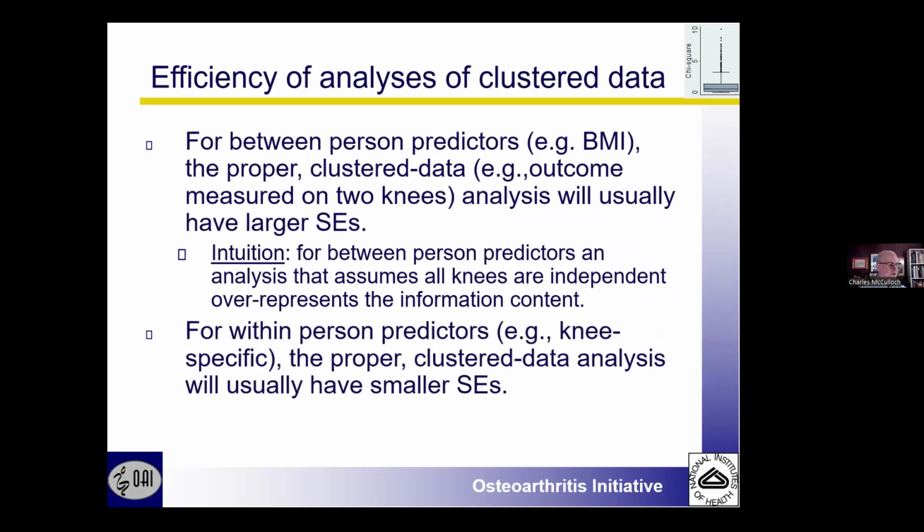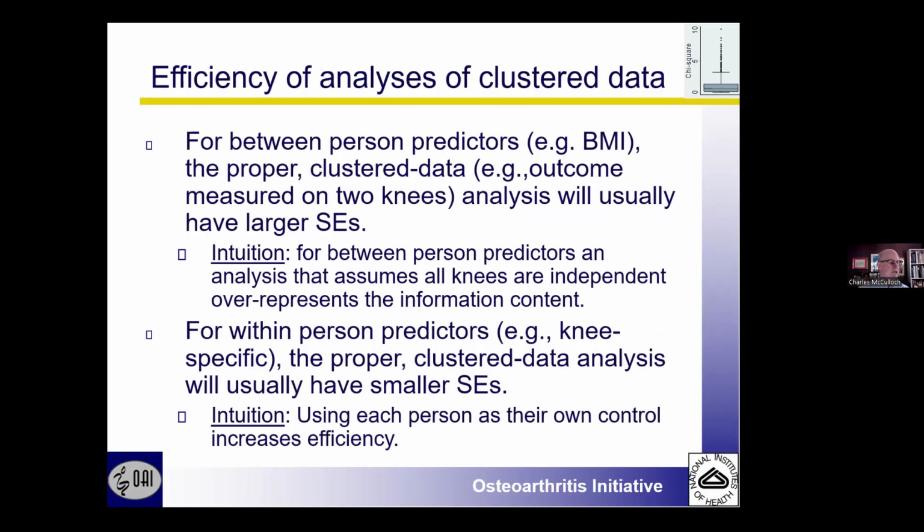On the other hand, if we're looking at a within person predictor, like a knee specific predictor, like the WOMAC knee pain for each knee as the predictor, the proper clustered data analysis method will usually have smaller standard errors. And the intuition there is that using each person as their own control increases efficiency. Looking within a person at differences between the knees is typically more precise than if you collected the information on different people's knees.